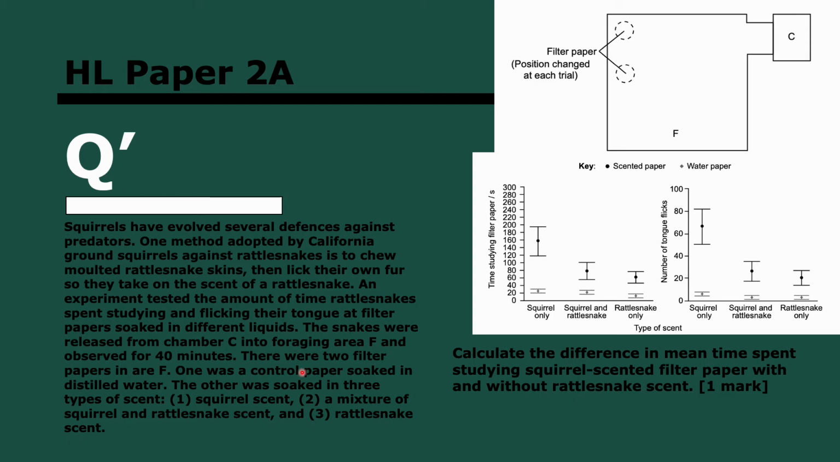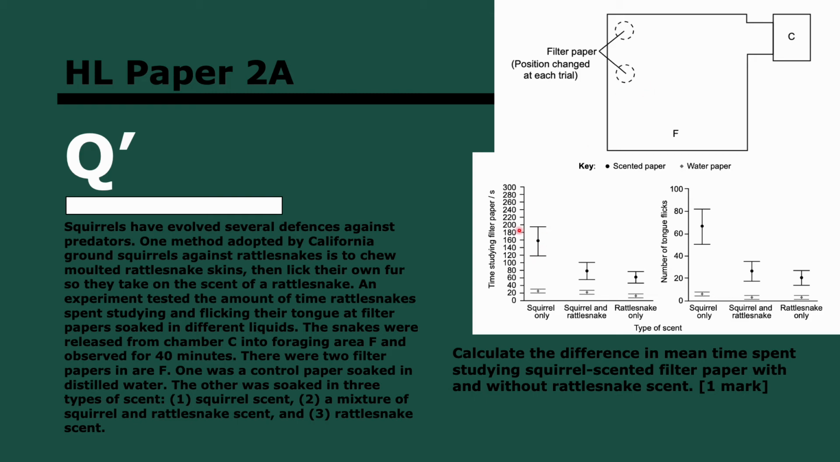One was a control paper soaked in distilled water. The other was soaked in 3 types of scent: squirrel scent, a mixture of squirrel and rattlesnake scent, and rattlesnake scent. Okay, so you can see up here in the diagram, the snakes are released from chamber C, and then they're released into this foraging area, this big square. The filter papers, the 2 ones, are here: a control, and then one that's soaked in different scents, and the position is changed at each trial. Okay, so hopefully that's simple enough.